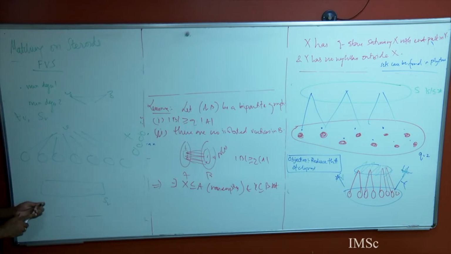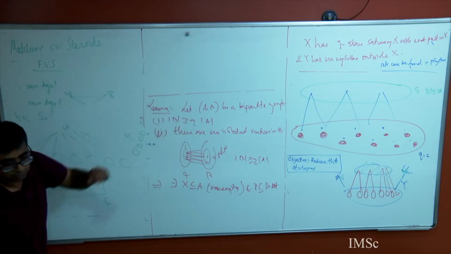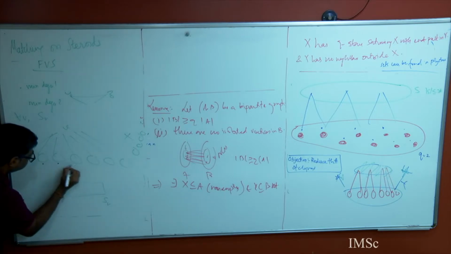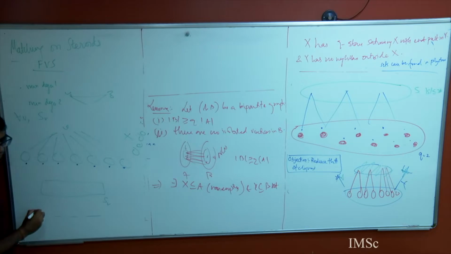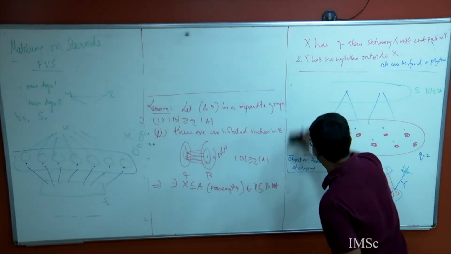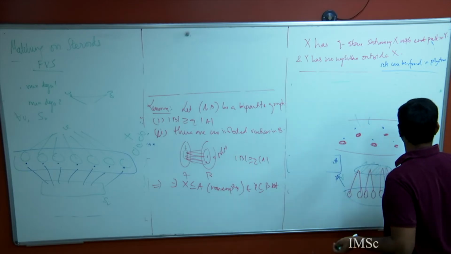Now my SV is part of a solution, and for every component here, I make a vertex. From this vertex to this vertex, I give an edge if there is some vertex in this component for which there is an edge, just normal. Now I will apply the 2-expansion lemma. If I want to apply the 2-expansion lemma, how will the world look like? Let's try to understand how the world looks like here.